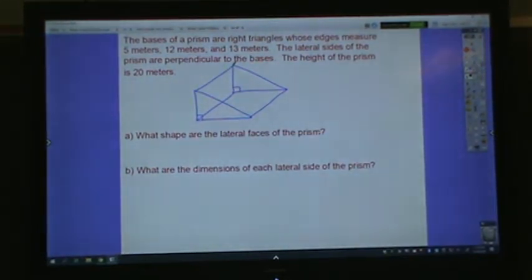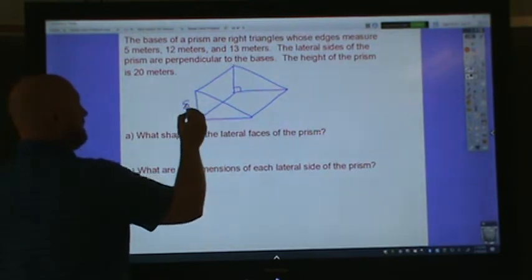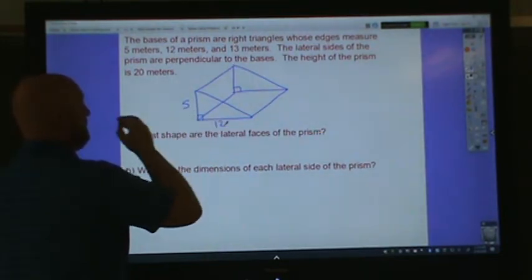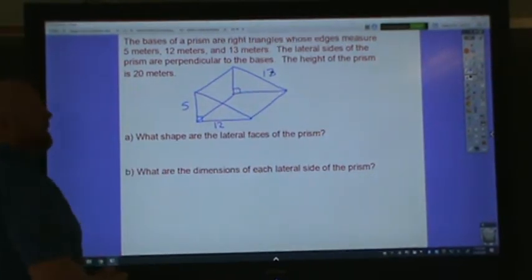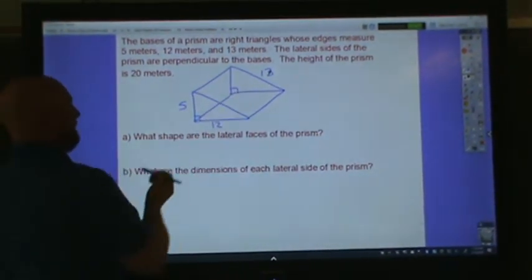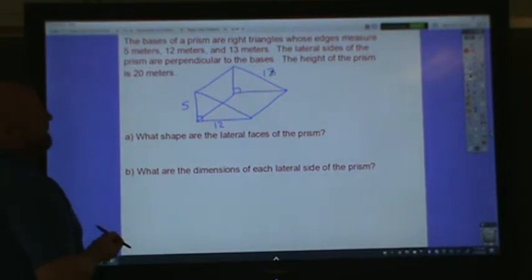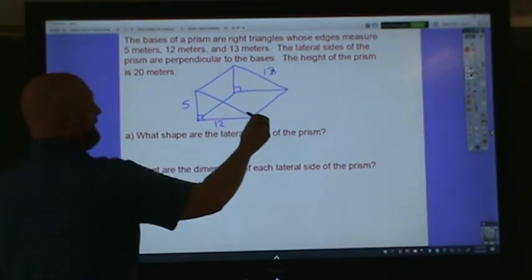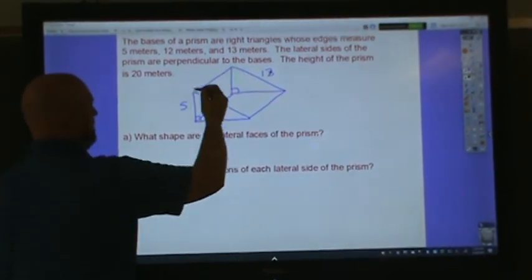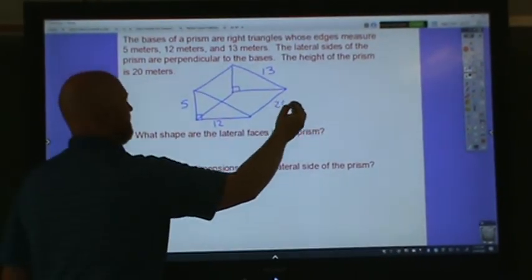We should know that the legs are the shortest 2 sides in the right triangle. So my legs are going to measure 5 and 12, and then the hypotenuse is going to measure 13. And you can write that information on either of the triangles because they're going to be congruent. The height of a prism is the distance between the bases. So the height could be this segment or this segment or this segment, and that's 20 meters.